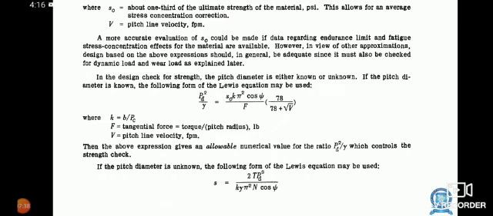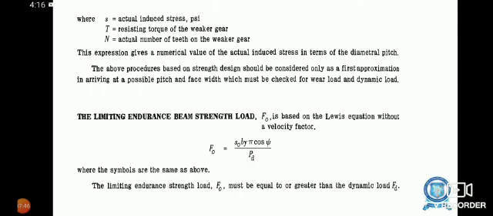S equal to 2T PD cube divided by K y pi square capital N cos psi, where S equal to actual induced stress, capital T the transmitted torque, N equal to actual number of teeth. This expression gives a numerical value of the actual induced stress in terms of the diametral pitch. The above procedures based on strength design should be considered only as a first approximation in arriving at the possible pitch and face width, which must be checked for wear load and dynamic load.